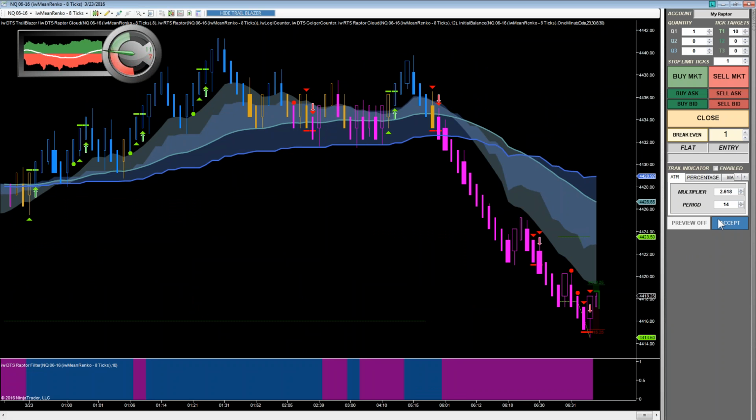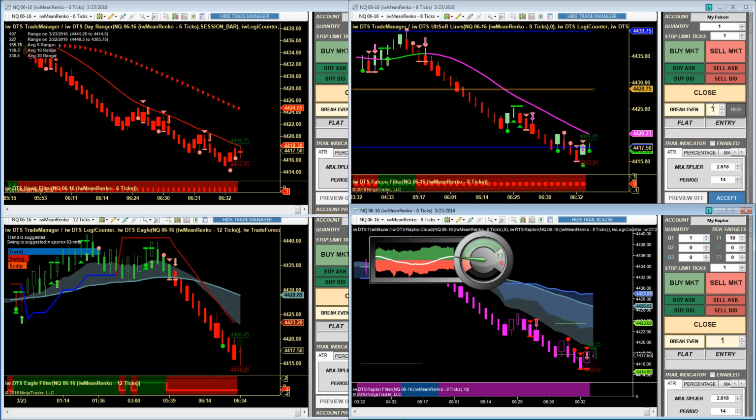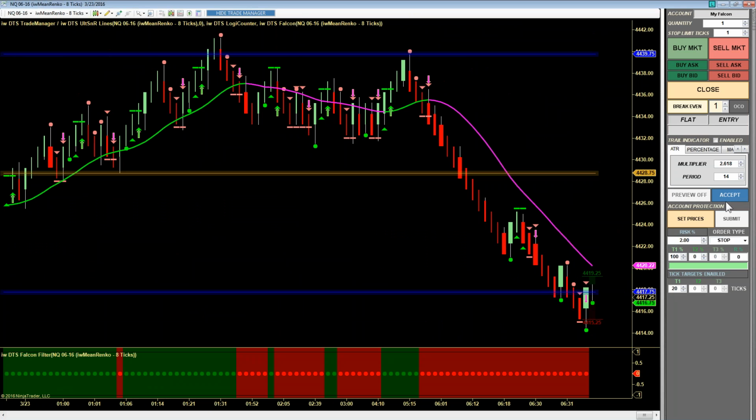We've got two different tools. We've got the Trailblazer, which is more of a one-click entry system, and then we have the Trade Manager, which is like the Trailblazer, but it also has this risk component built into the bottom.